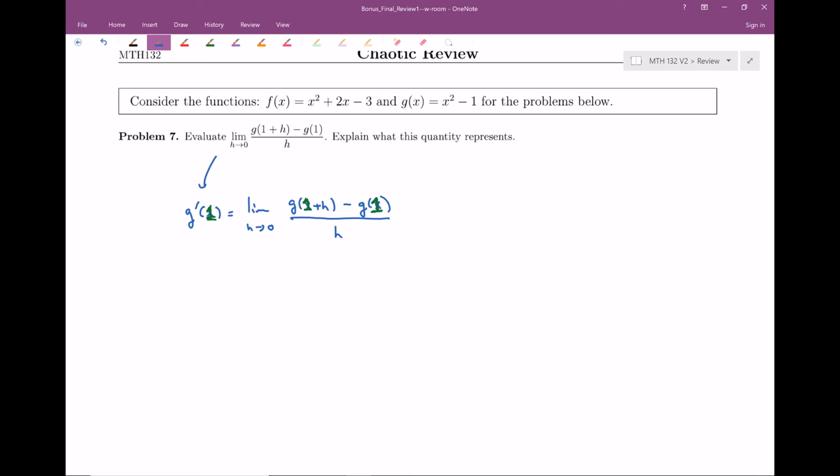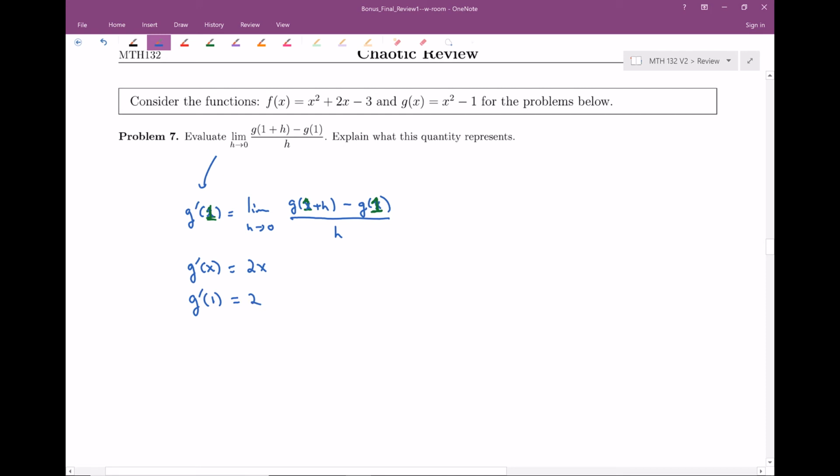So we can calculate out g prime of x. Here's our g function. It's going to be 2x. And then input 1, and I'm going to get the value of 2. So we could certainly do it this way.